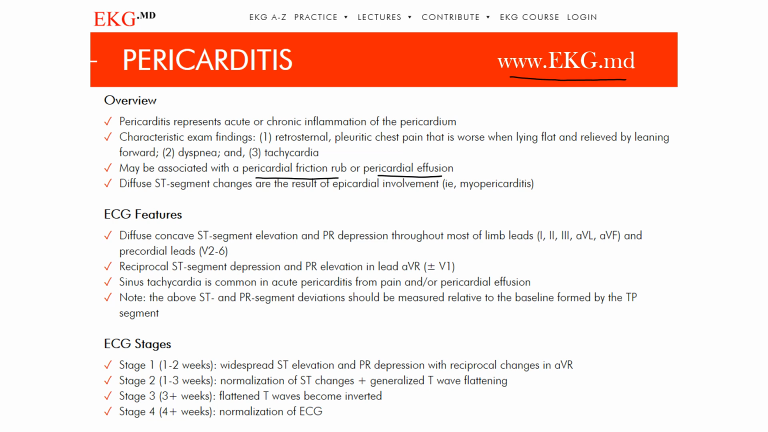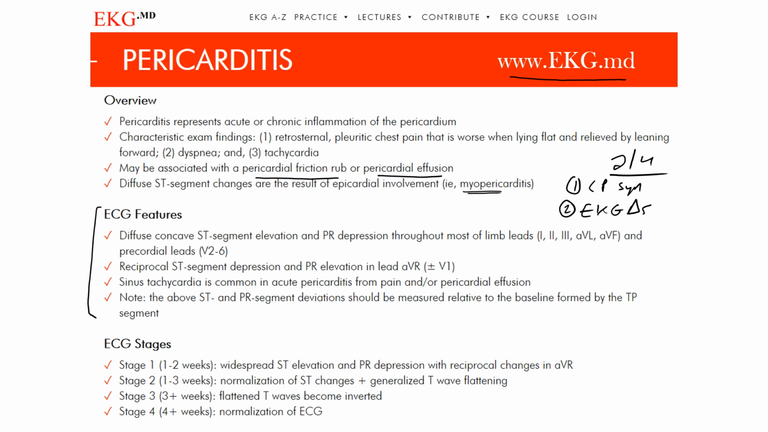You need 2 out of the 4 to make the diagnosis of pericarditis. One is the characteristic chest pain syndrome. Two is the EKG changes, the diffuse ST segment changes, often because of epicardial involvement. You may have myocarditis, and if you do, get a troponin to make sure there's no myocardial involvement as well. The EKG changes are the diffuse concave ST segment elevation and PR depression throughout most of the limb leads, and also the precordial leads.